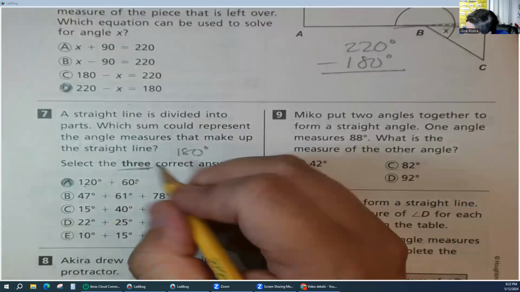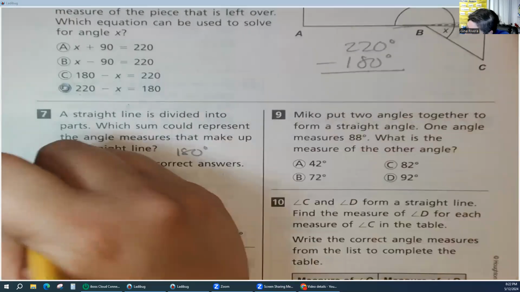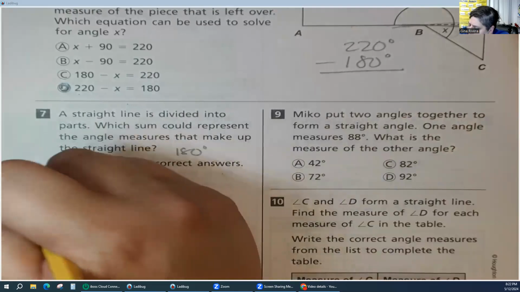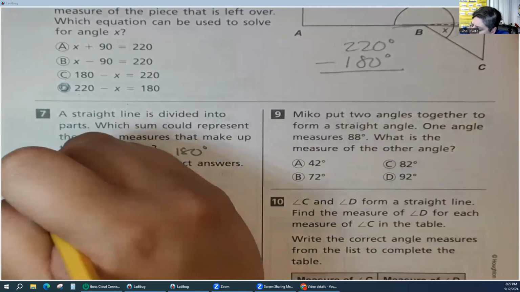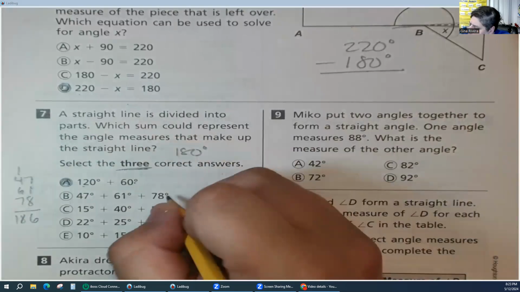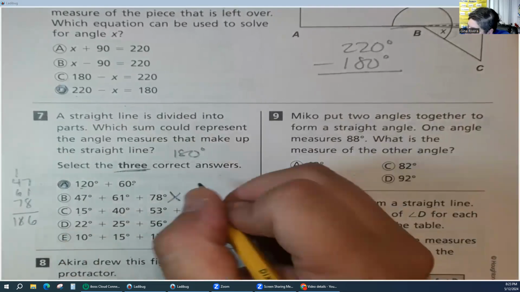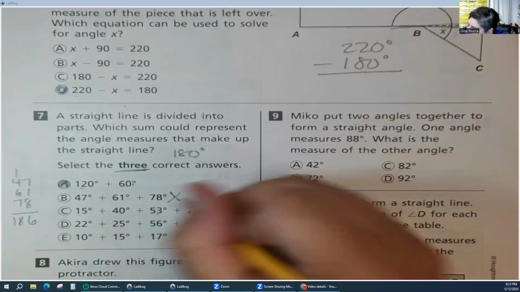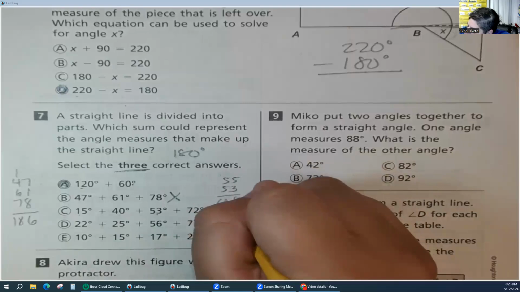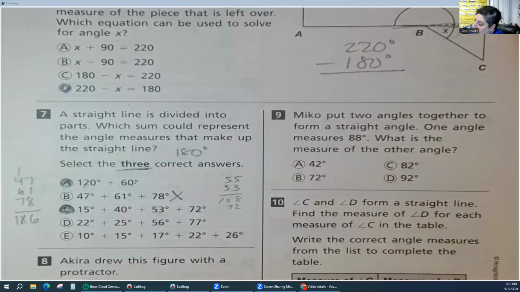Let's see, 47, 61, and 78. I have no shame. I am going to add them all on the side. 7 and 1 make 8, 8 and 8 make 16, 1 and 4 make 5, 5 and 6 make 11, 11 and 7 make 18. 186, nope, sorry, you're not it. All right, 15 plus 40, that's 55, 55 and 53 give me 108. 108 and 72, Bob's your uncle. Yes, C is going to be one of my answers.